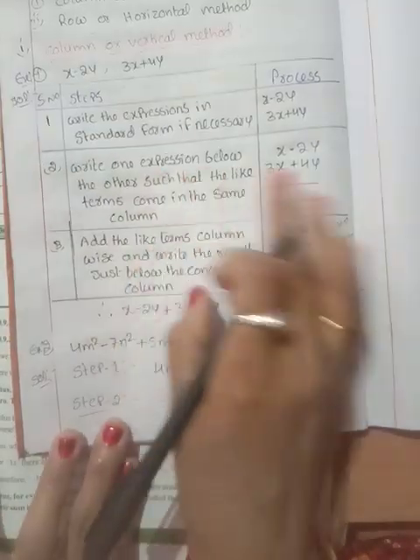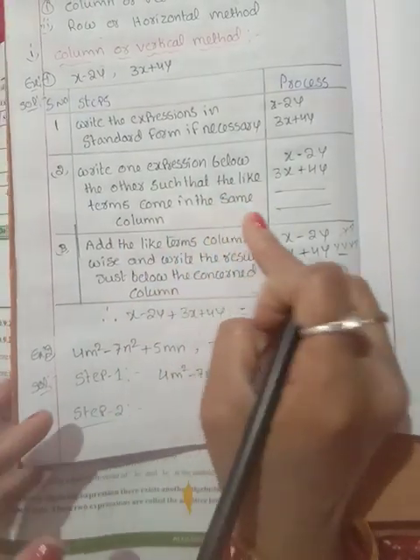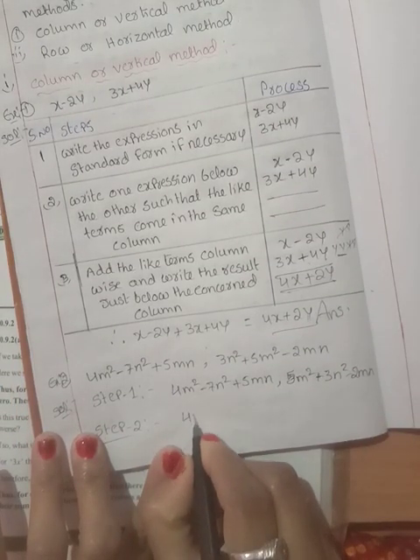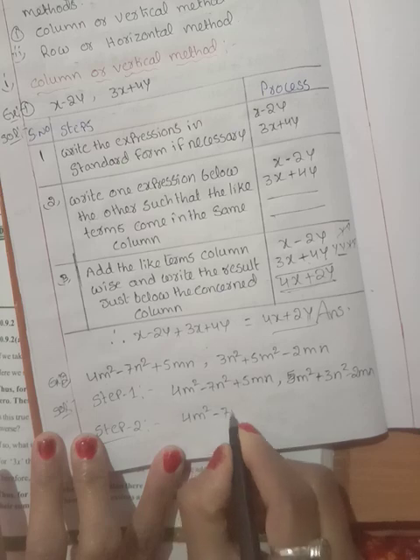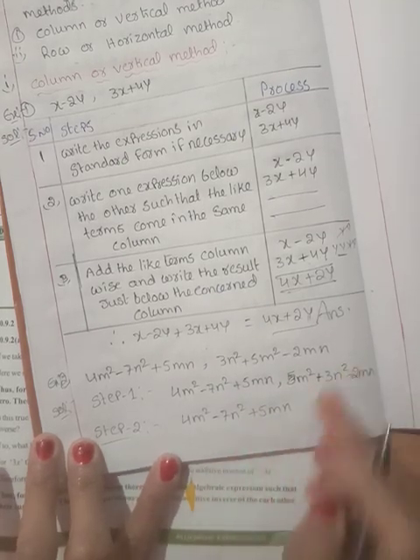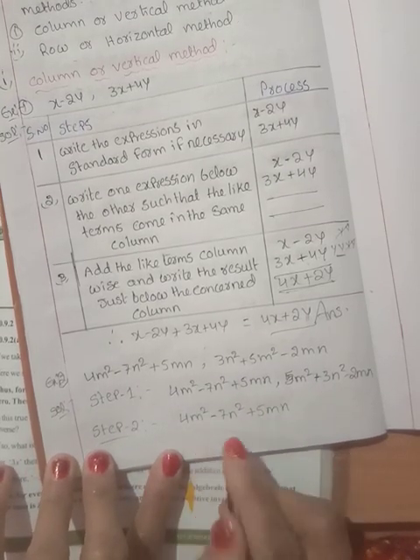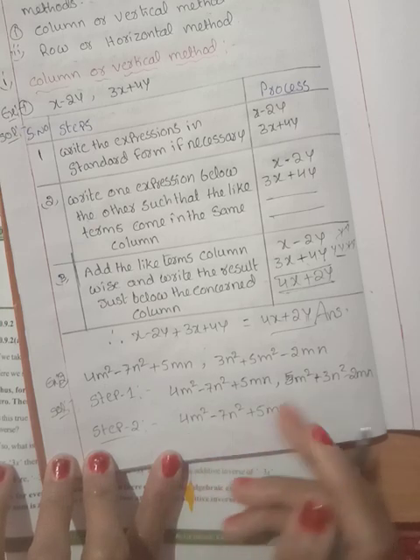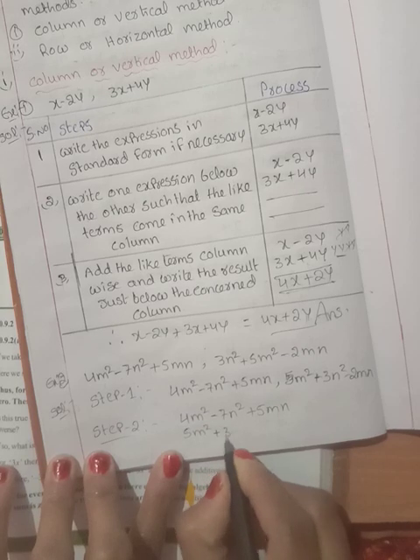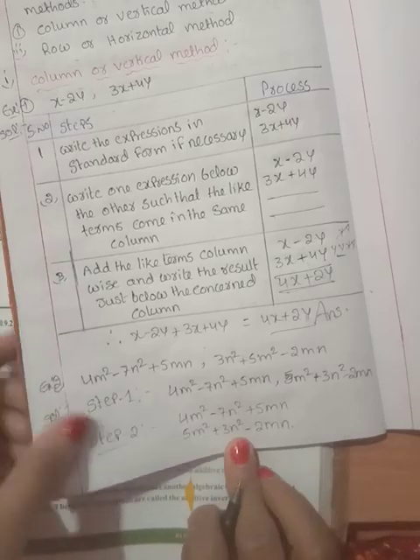Okay. Next step is to write one expression below the other such that the like terms come in the same column. So you write down 5m square minus 7n square plus 5mn. Next, the other expression you also write below the first, one expression below the other. So that is 5m square plus 3n square minus 2mn. This is step 2 only.